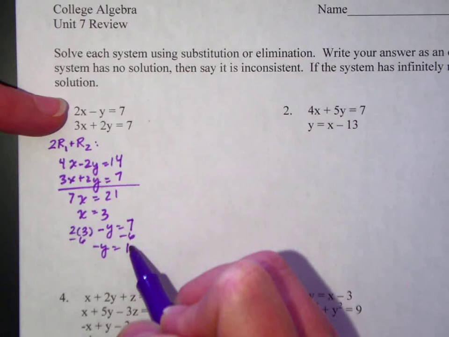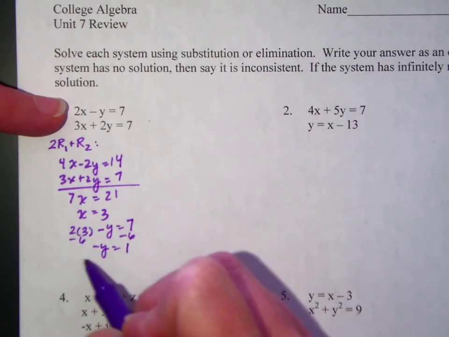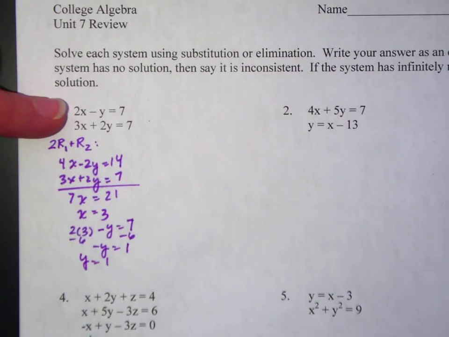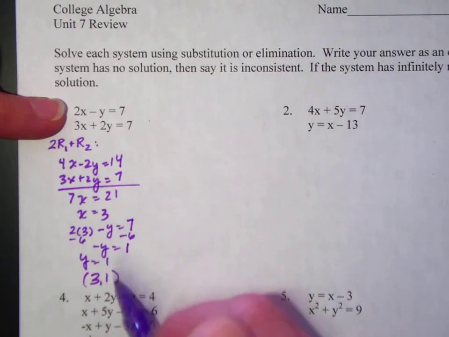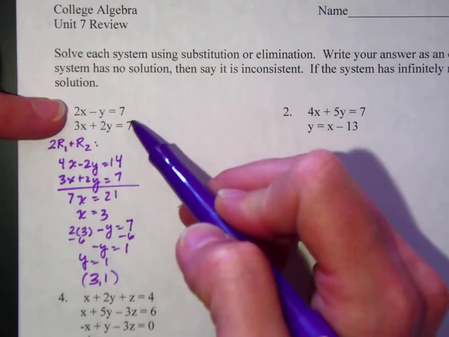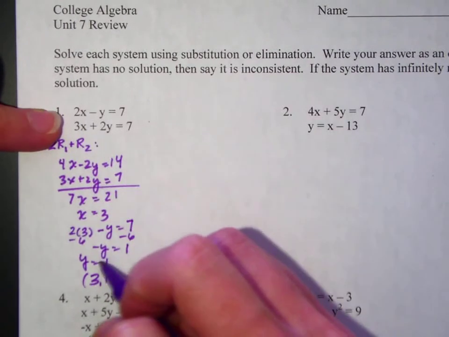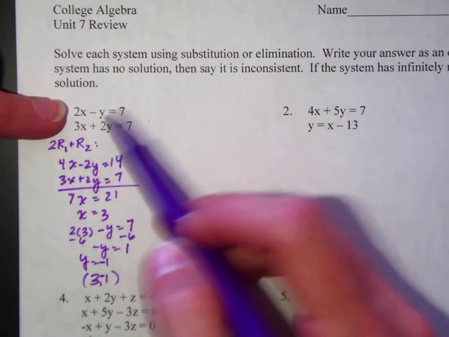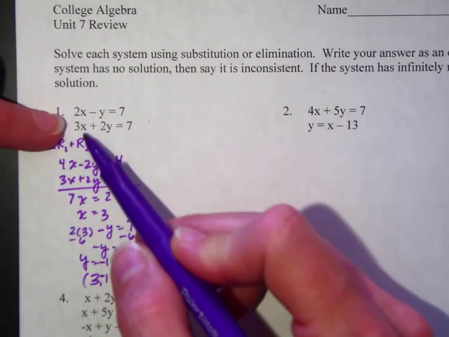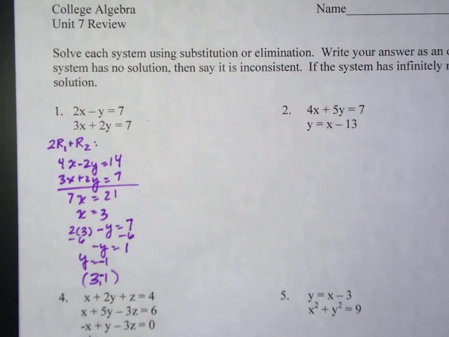So then, let's see, if I do that, then I get y equals 1. So final answer should be 3, 1. All right, so if we check, we get 6 minus 1 is 7, good, and we get 9. Oops, sorry, this is negative 1. See, good thing I checked. Yep, and then 6 minus a negative 1 is positive 7, and then here we get 9 minus 2 is 7. So 3, negative 1 works.